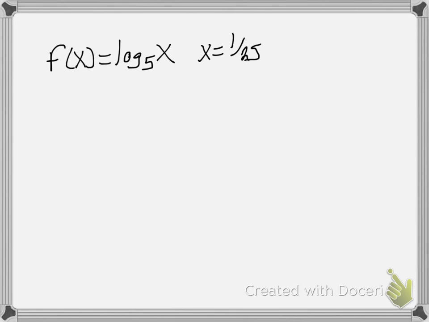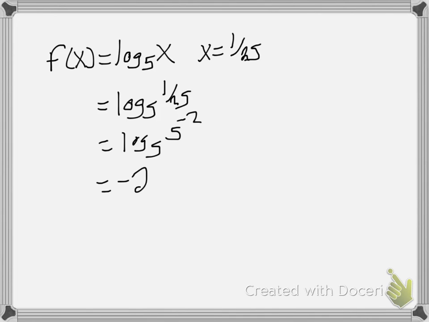Okay, this one, tons of different ways to do it. What I would suggest doing is log base 5 of 1/25, and saying, oh, well, that's log base 5 of 5 to the negative 2. Bring down my negative 2, so I have negative 2 log base 5 of 5. So I have negative 2 times 1, or just simply negative 2.